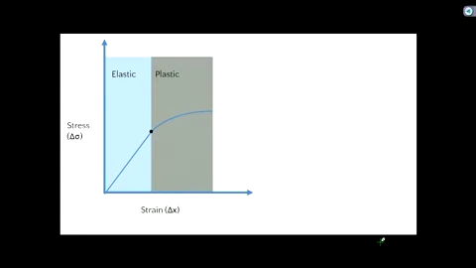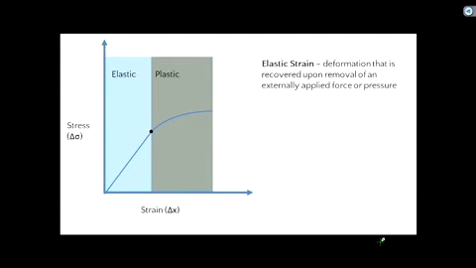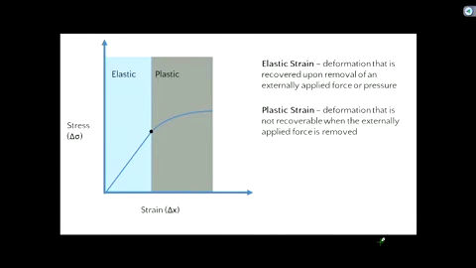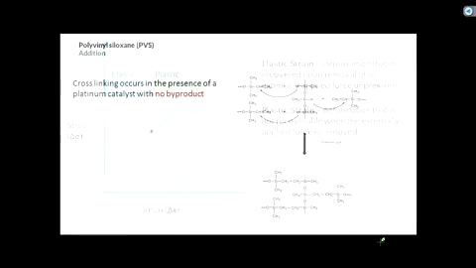So stress, strain curve, plastic and elastic, okay? And the materials that we're using for our impression materials will have both properties to some extent. We actually call it a viscoelastic material, which we'll get to in a later slide. So elastic strain is deformation that is recovered upon removal of the externally applied force or pressure. And plastic strain is deformation that is not recoverable when the externally applied force is removed.